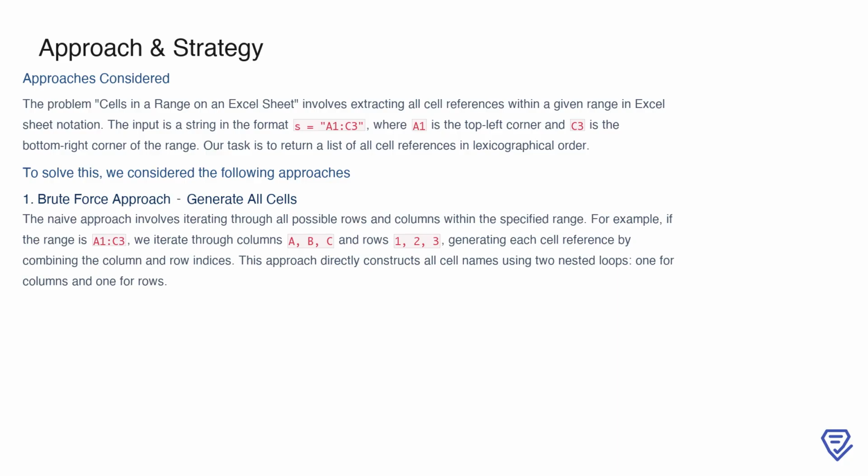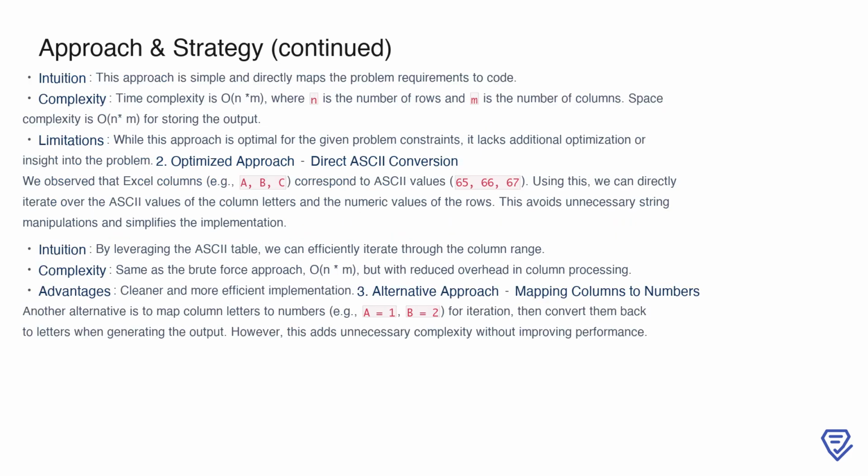One approach we considered is the brute force method, where we iterate through all rows and columns within the specified range. For example, given the range A1:C3, we loop through the columns A, B, C in rows 1, 2, 3, combining the column and row indices to create each cell reference. This is done using two nested loops, one for the columns and the other for the rows, thereby constructing all possible cell names within the range. The brute force approach has its merits. It's straightforward and directly aligns with the problem's requirements, making it easy to implement.